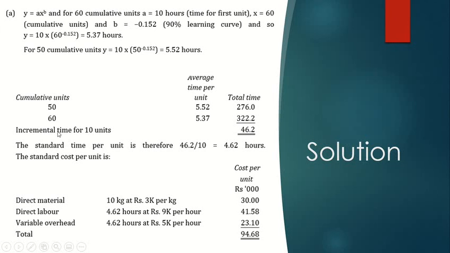So this will be the incremental time for 10 units. So the incremental time for the fourth quarter will be 46.2. This will be the time requirement for the fourth quarter. But in this question they are not asking that. The question is, what is the average time per unit in the fourth quarter?